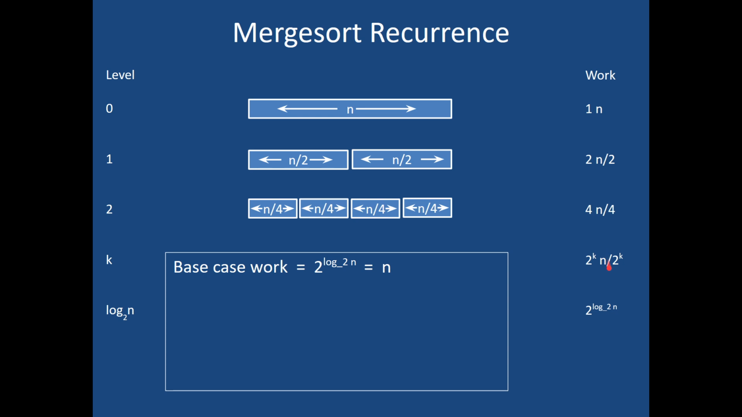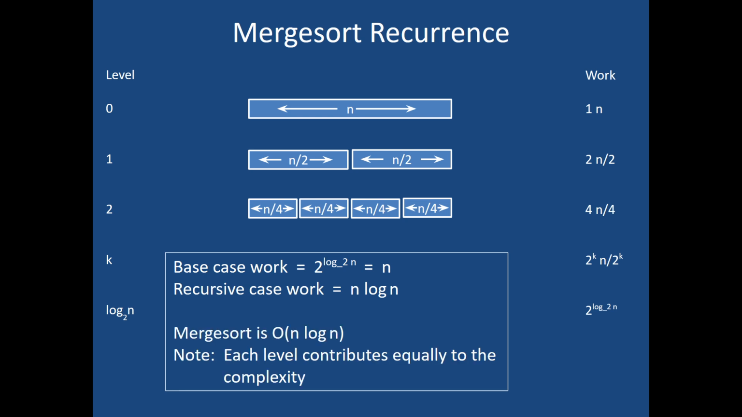N, n, n, n. How many levels can there be? We're dividing n by half till we hit the base case. So how many times can we do that? Log base 2. So there's log n levels. Each level we're doing n work. It's n log n. So it's O of n log n. And each level of the recursion is contributing equally to the complexity. So that's the right answer. We're expecting to see n log n.